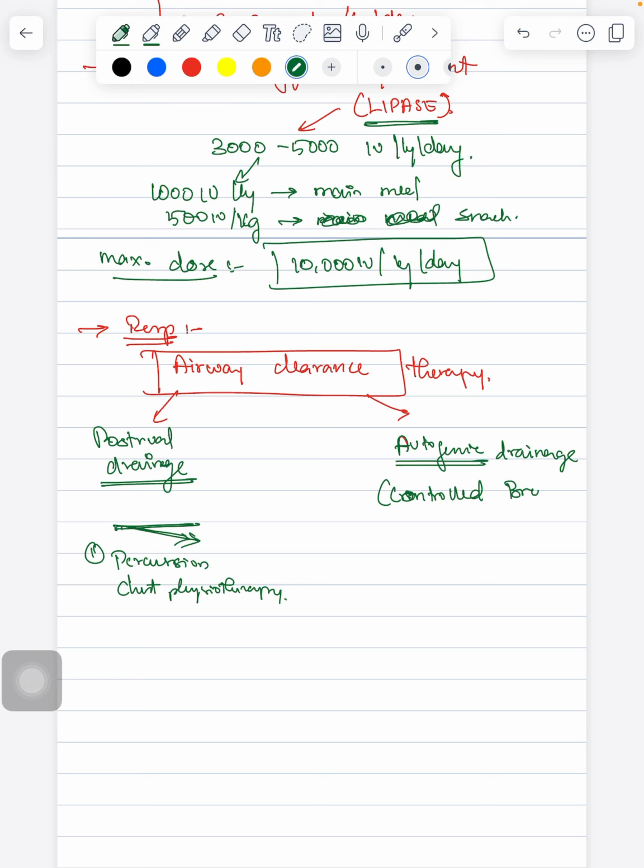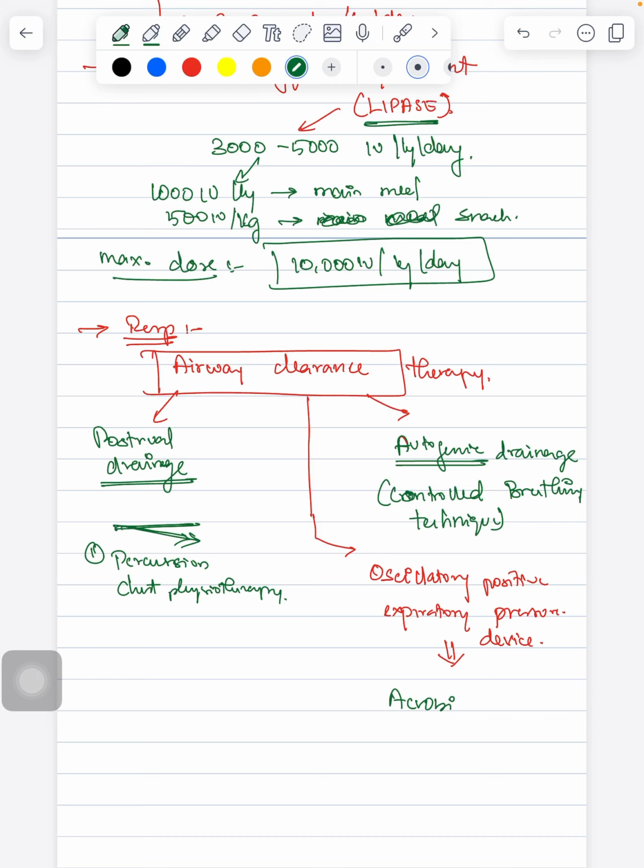Fine. Next, you can use your other mechanical devices. So other devices that is mainly having an oscillatory positive expiratory pressure. So what are the devices that is having this? These are Aerobika and Acapella. So these are the two devices that is having this positive expiratory pressure. Okay, so these are the ways you can do an airway clearance.